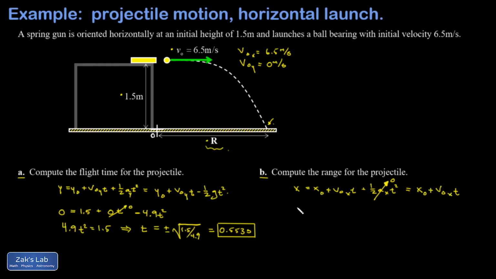Plugging in what we know and what we don't know, the final x position is R. That's what we're looking for. The initial x position was 0. The initial x velocity was 6.5 meters per second. And the flight time for the projectile to cover that range is 0.553 seconds. So this thing is just moving at 6.5 meters per second horizontally for 0.553 seconds. It's just distance equals rate times time. And to 3 sig figs, I've got 3.59 meters for the range.